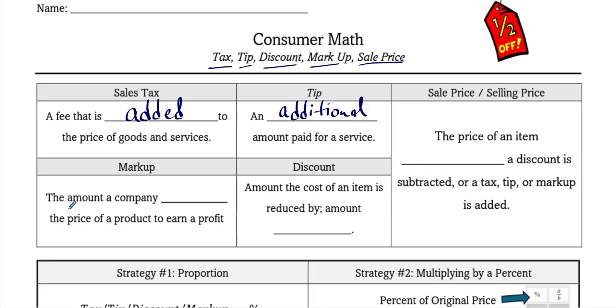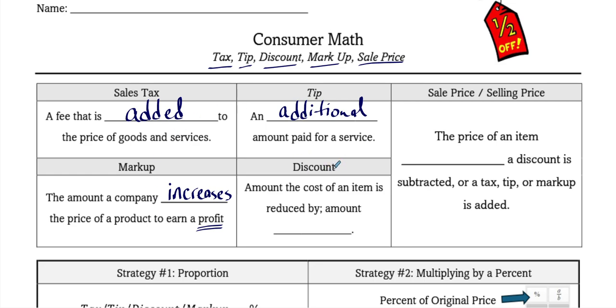A markup is also added. It's the amount a company increases the price of a product to earn a profit. They buy something for $20, they sell it for $25. The markup is that $5 that they're making. They're increasing the price to make a profit. So again, that's added also. All three of these are added.